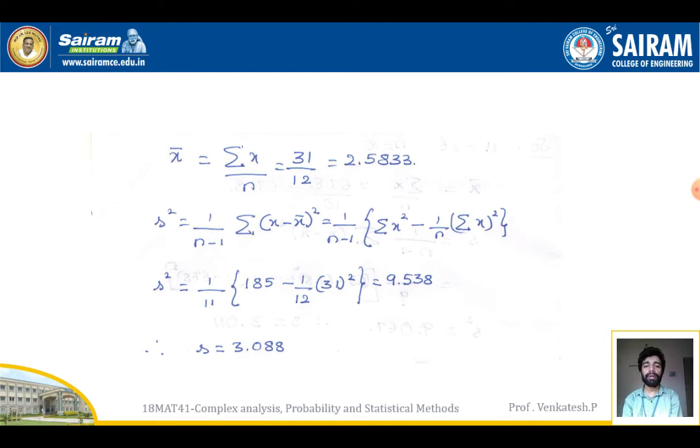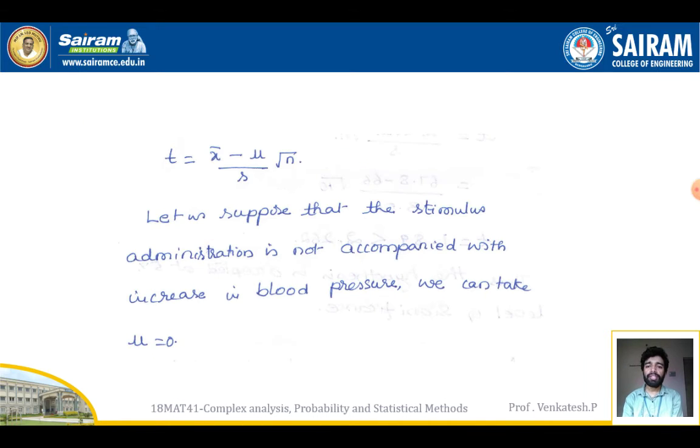So it will be equal to 1 by n minus 1, simplifying all the values of x square and the obtained mean x bar value. Finding the difference and squaring it, I will have the value of s square equal to 9.538. So s will be equal to 3.088. Now I am going to incorporate all these values in the formula.